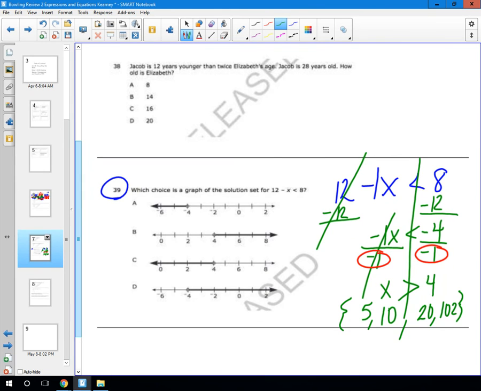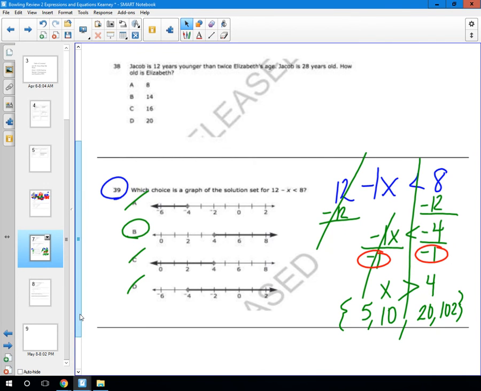So I want you to look at your picture and which one of those highlights the numbers that are bigger than 4. Since there's no line, it can't be equal to, so it's an open circle. We see that A is negative 4. We know it's not that one. We see that D is negative 4, so it's either going to be B or C. And if you see, which one are the numbers shaded bigger than 4? B.